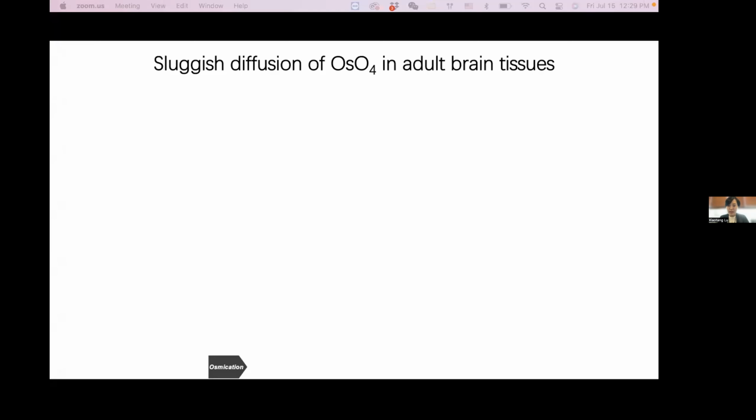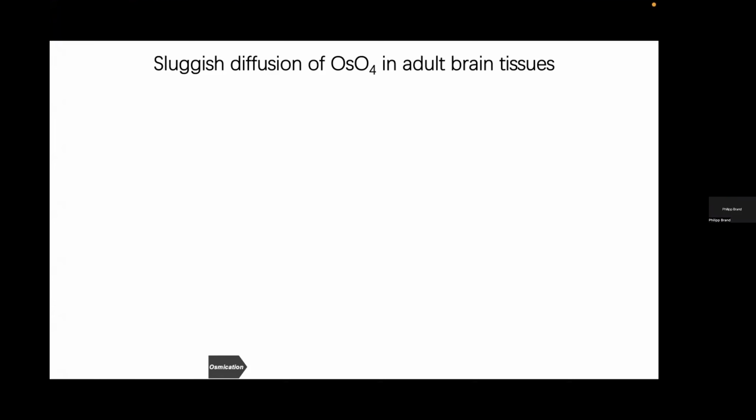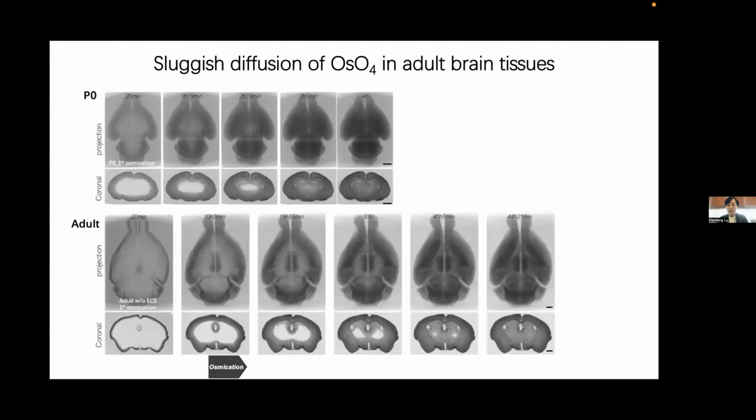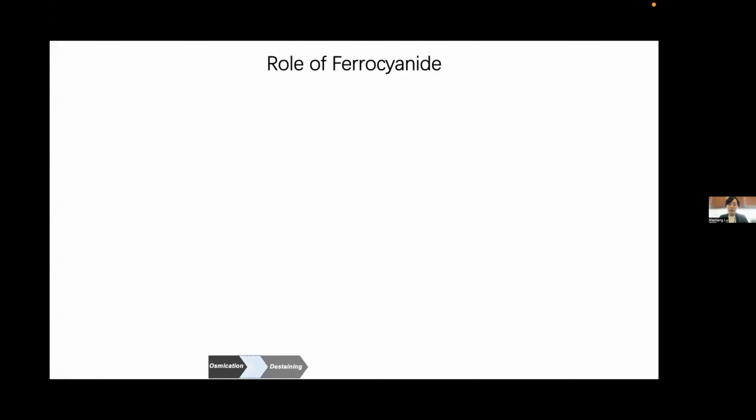So the first thing I discovered is that osmication rate is not only size dependent, but also tissue dependent. A P0 brain takes only 4 hours for osmium to reach the center, but for an adult mouse brain, the first osmication took over 44 hours, even though the volume is only 6 times bigger. Besides knowing the optimal duration for staining, X-ray imaging can also be used to probe the reaction mechanism.